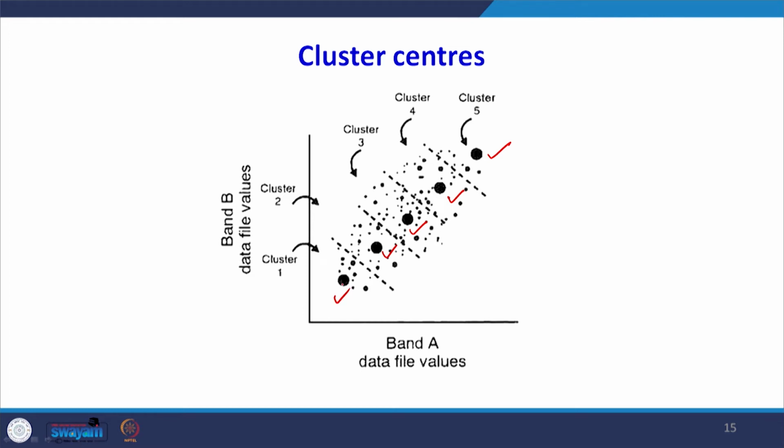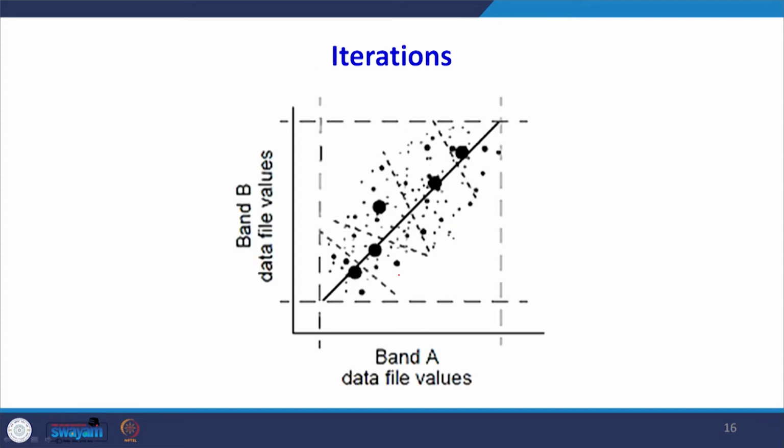So, there are 5 clusters, and then there is a spread of the data within the range which we call the spectral similarity range here. The dotted lines are the temporary partitions which have been made by the algorithm in iteration number 1. So, we can define how many iterations would be required.